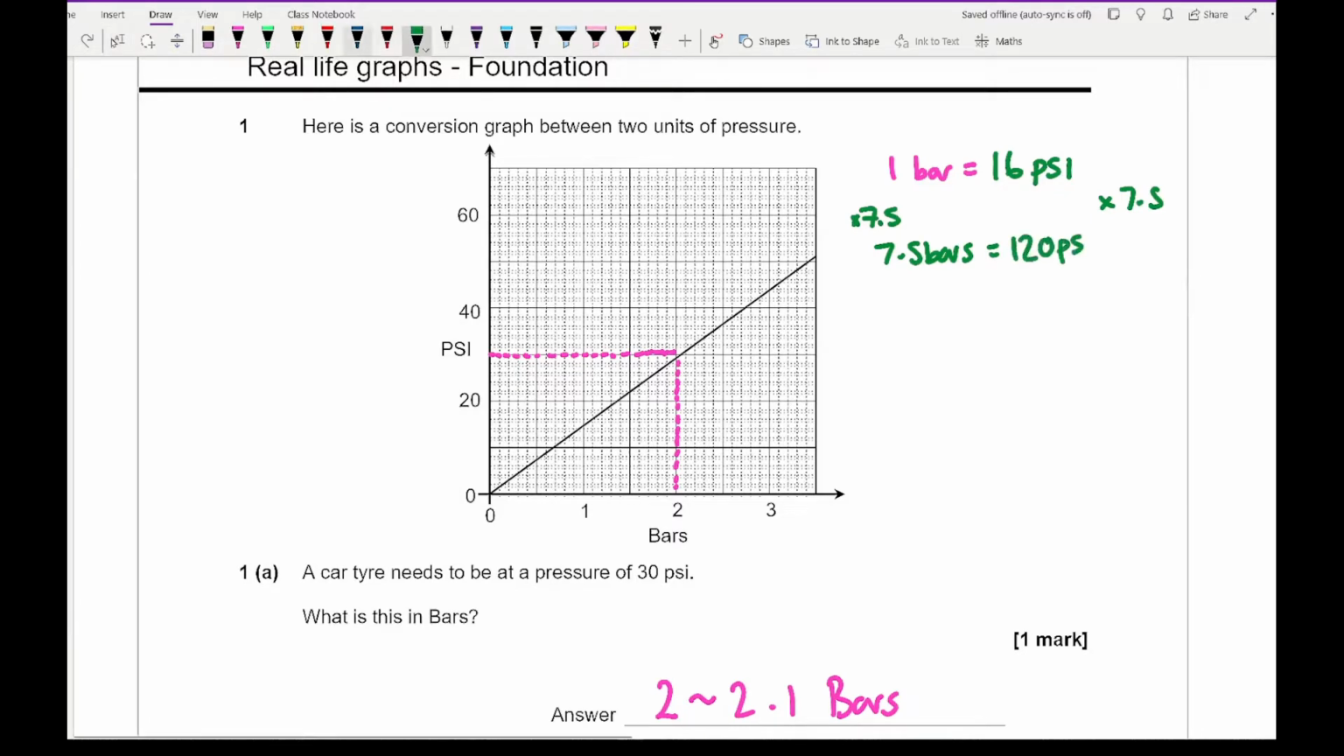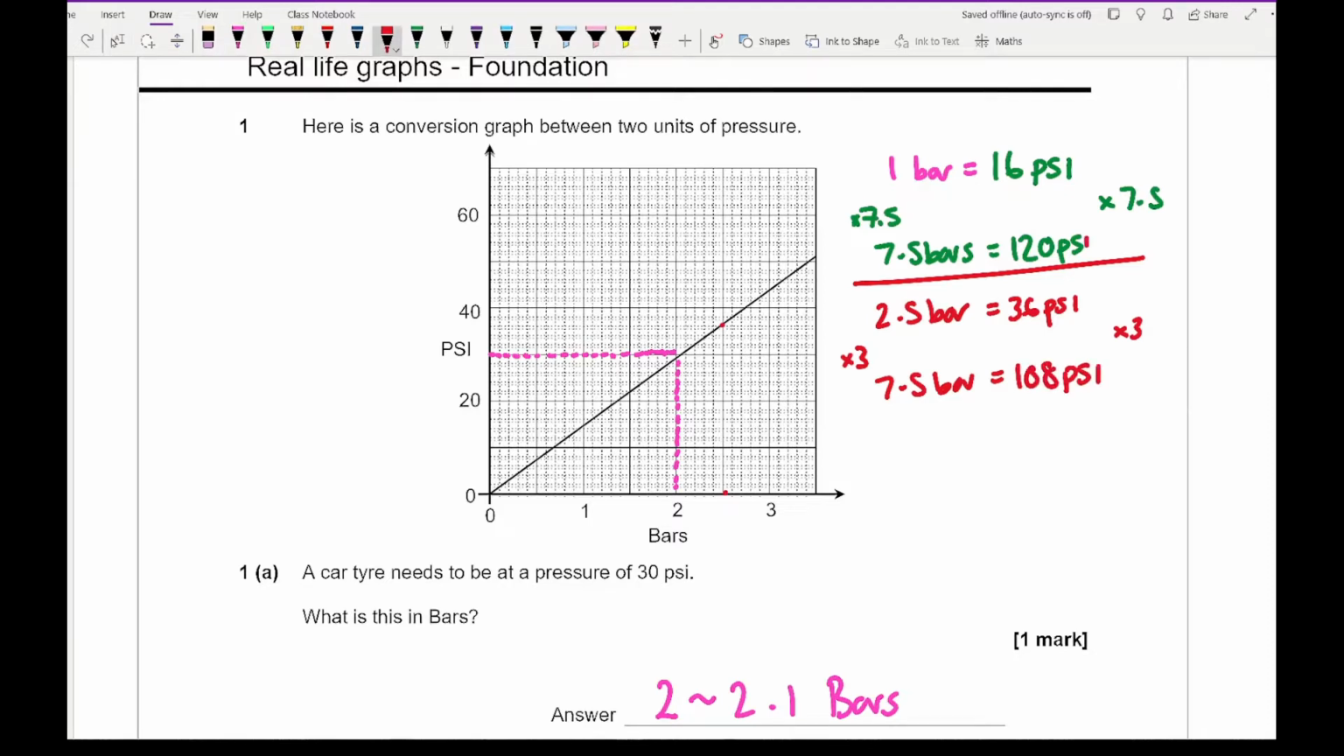So then looking at the next one that we could use, I could use, let's say, 2.5 bars. So 2.5 is here, and I would say that's roughly going to be about 36, I would say. So then if I multiply both of those numbers by 3, then I'm going to end up with 7.5 bar, which is what I'm wanting, and 36 multiplied by 3, which if I do on my calculator, I get an answer of 108 psi.